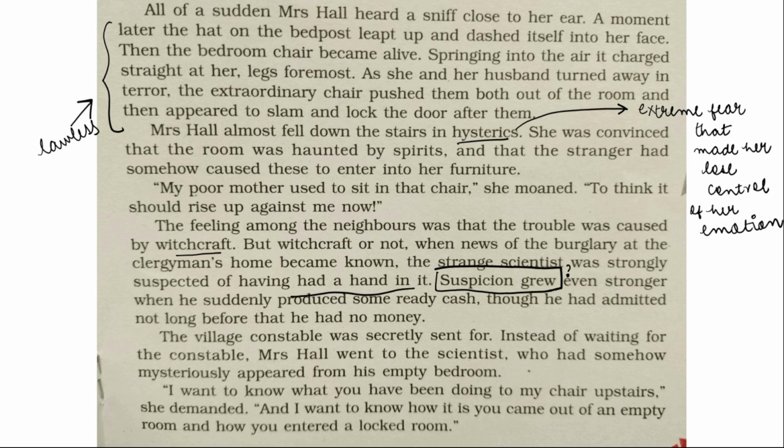The village constable was secretly sent for. Instead of waiting for the constable, Mrs. Hall went to the scientist, who had somehow mysteriously appeared from his empty bedroom. "I want to know what you have been doing in my chair upstairs," she demanded. "And I want to know how it is you came upon an empty room and how you entered a locked room." So she's interrogating the scientist. Interrogating means asking a lot of questions.